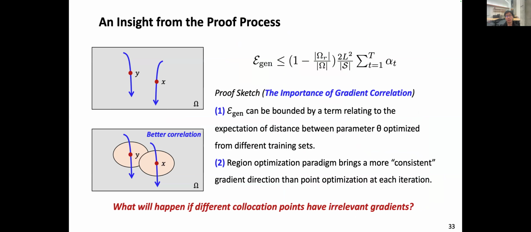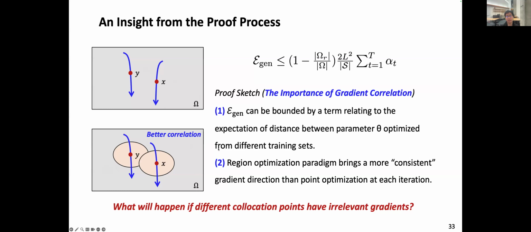During the proof process of the theory of RoPINN, we obtain additional insight. Actually, this is from the derivation process of the theory, and this helps us to develop the next work, ProPINN. I don't want to talk too much about the proof details and only give an overview about the whole proof process to present an intuitive understanding. Actually, the generalization error is bounded by a term related to the gradient correlation among different collocation points. So in region optimization, because we just extend the region size, it may be more possible to give a correlated gradient and bring better generalization.